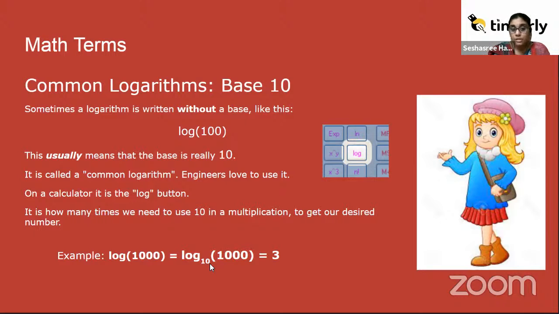So obviously base 10. So 10 times 10 times 10, we get the value 1000. So I multiply 10 with 3 times. So the answer becomes 3. So log of 1000 is 3. Log of 100 is 2.